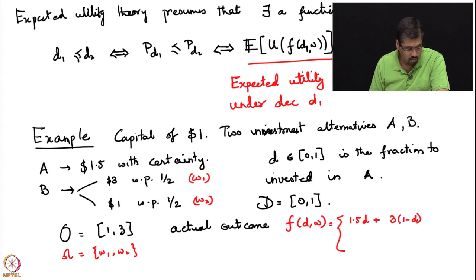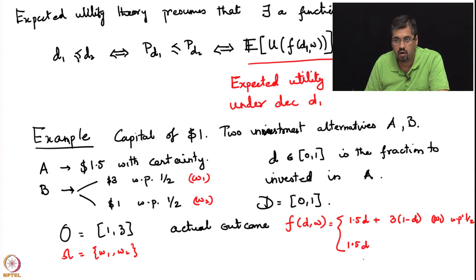Now why is this 3 into 1 minus d? Well, it is 3 into 1 minus d because I will get $3 for each of the 1 minus d dollars that I have invested in alternative B when omega 1 gets realized. This will happen with probability half. In the other case, when omega 2 gets realized, remember, I still get the 1.5 d from the investment in A. So I get 1.5 d plus 1 minus d. This happens in scenario omega 2, and that also happens with probability half.